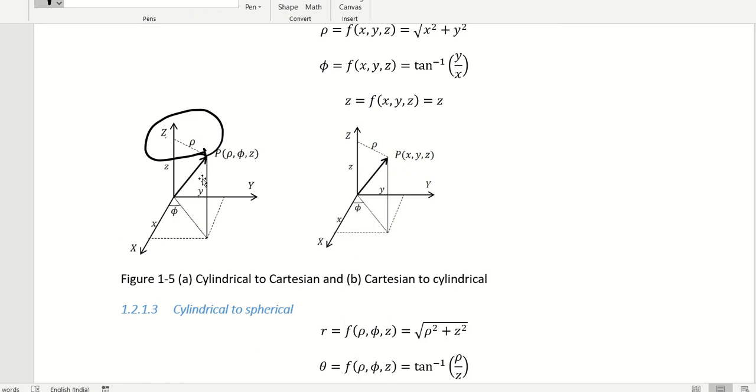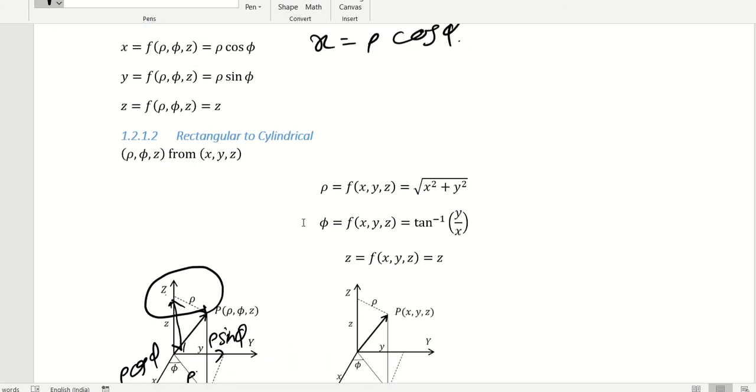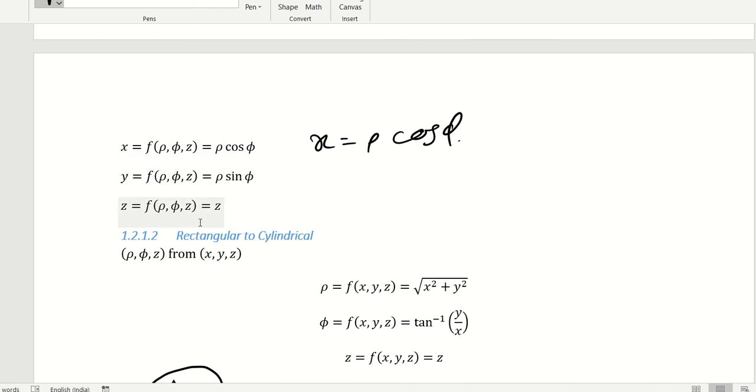Now, rho is basically the square root of x square plus y square, but I will not say that. I want the x component of this particular rho, phi, z. So I'll put a diagram here, a perpendicular on the xy plane. This is my phi angle. So what is my x component? This is my rho and this is my phi. So this will be rho cos phi, and the y coordinate will be rho sin phi, and z will be the same z value as in the cylindrical coordinate. So this is how you get rho cos phi, rho sin phi and z.